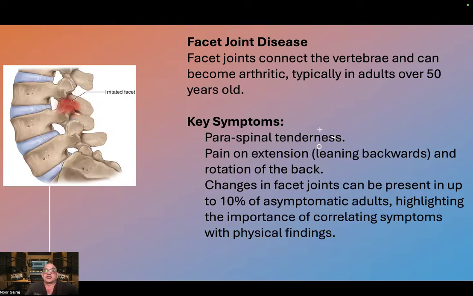Facet joint disease. Facet joints connect the vertebra and can become arthritic, typically in adults over 50 years old. Key symptoms: paraspinal tenderness, pain on extension, which is leaning backwards, and rotation of the back. Changes in facet joints can be present in up to 10% of asymptomatic adults, highlighting the importance of correlating symptoms with physical findings.